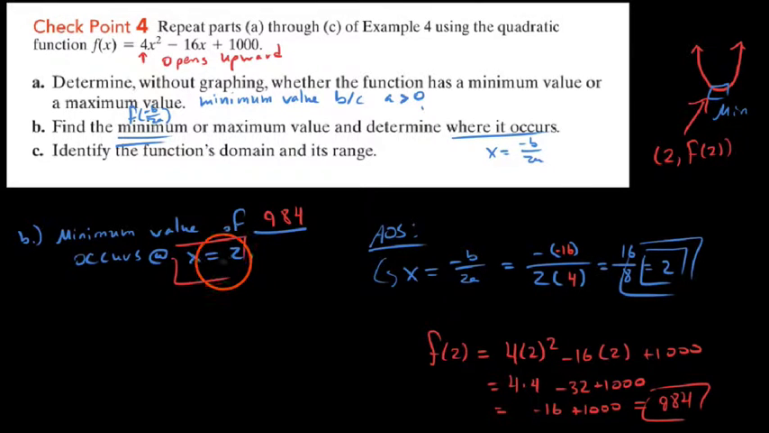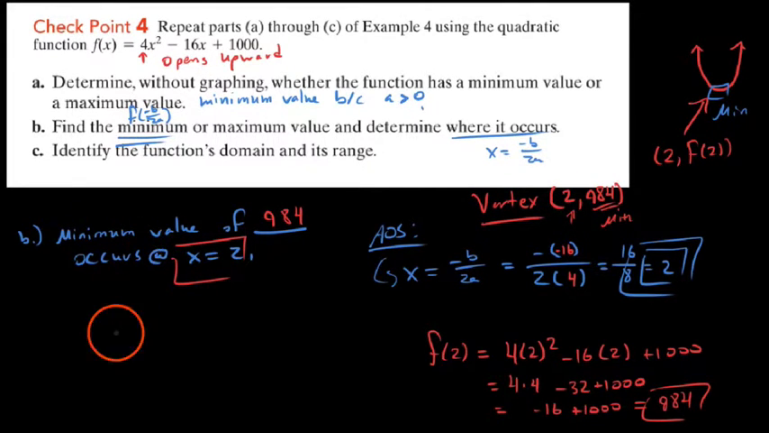So the last thing we want to do here is identify the domain and range. And so here's what I want to point out. At least we should have written this here. We found the axis of symmetry. Shame on me. We need to write the vertex. And the vertex we were able to discover occurs at 2, 984. So I haven't even graphed this, but what I know is this. I know that this is the lowest point on the graph, the minimum value. And I also know that this is the x value at which it occurs.